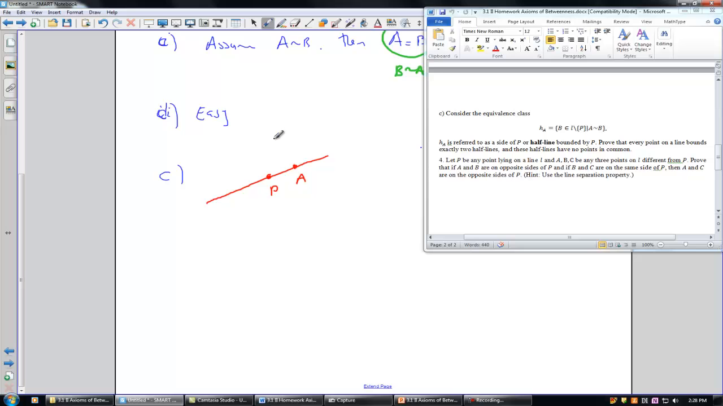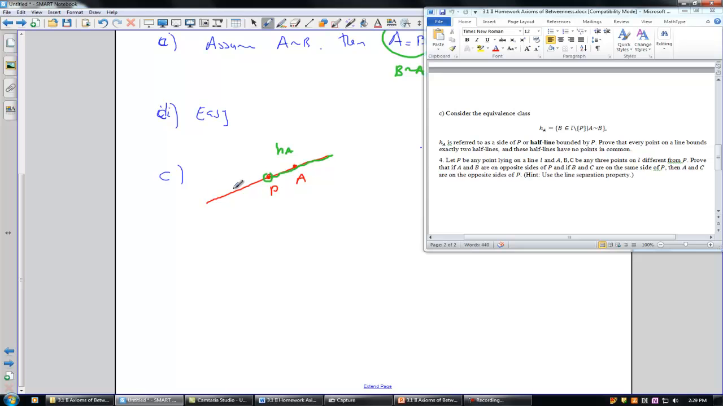That little h sub A, let's use a different color. So what does little h sub A represent? It represents all the points over here on this side of P. Of course, it doesn't include P, like a hole here, but all these points on this side. And we want to prove that every point on a line bounds exactly 2 half lines, and these half lines have no points in common.